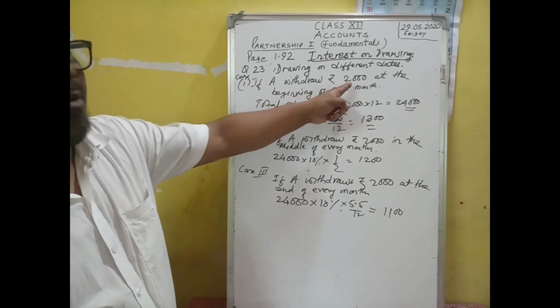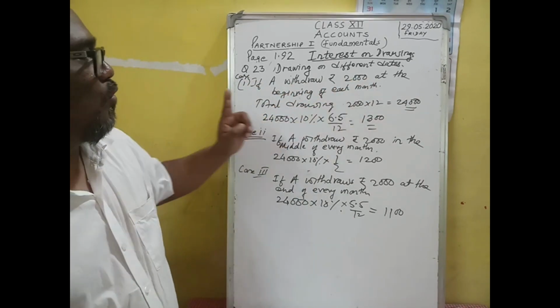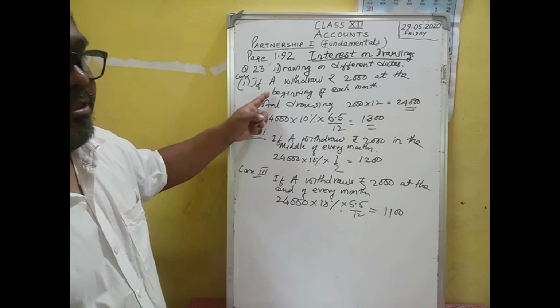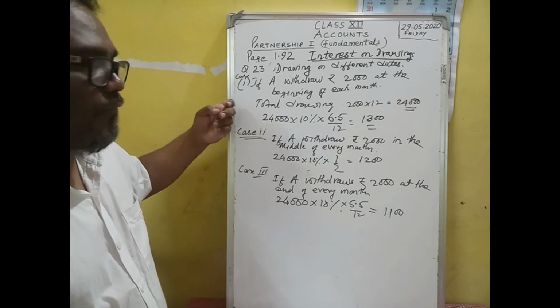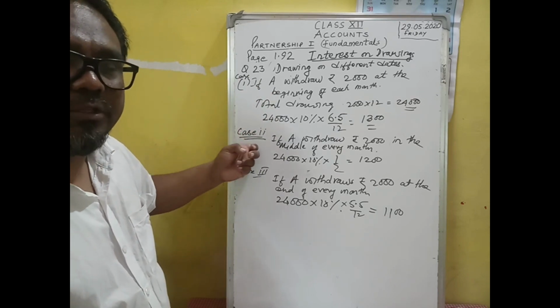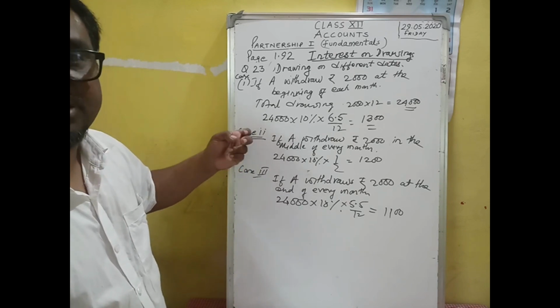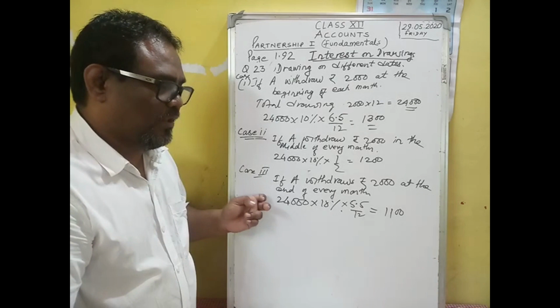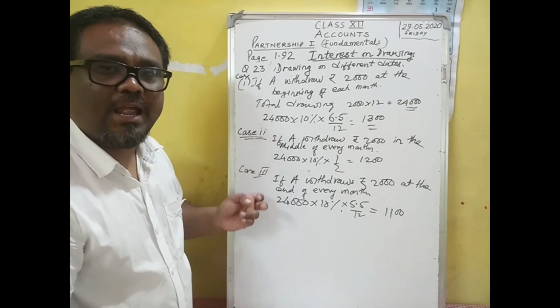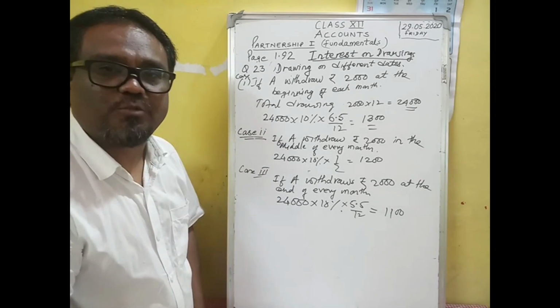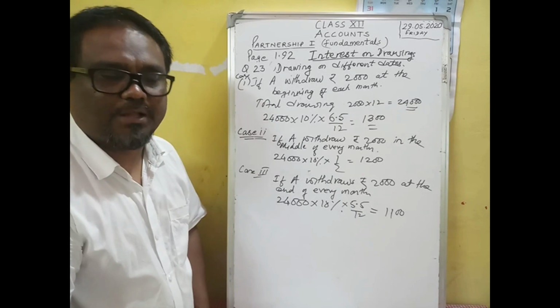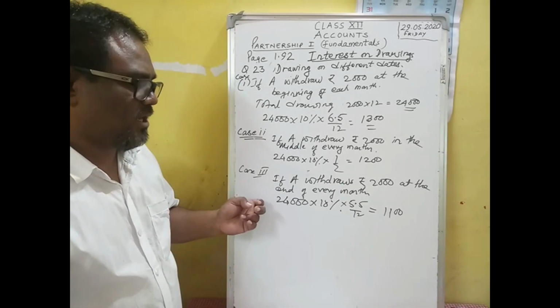So if A withdraws 2000 at the beginning of every month, we have to take it for 6.5 months. If a fixed amount is withdrawn in the middle of every month, we have to assume it for 6 months. And if the fixed amount is withdrawn at the end of every month, we have to assume it for 5.5 months. So this is the last, third case.